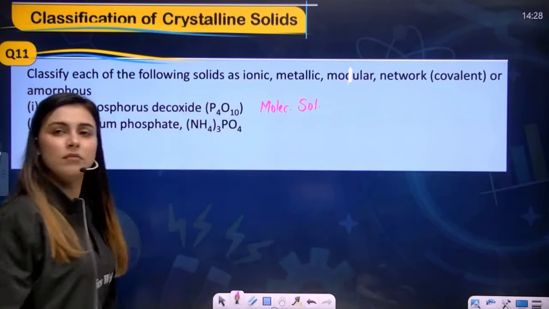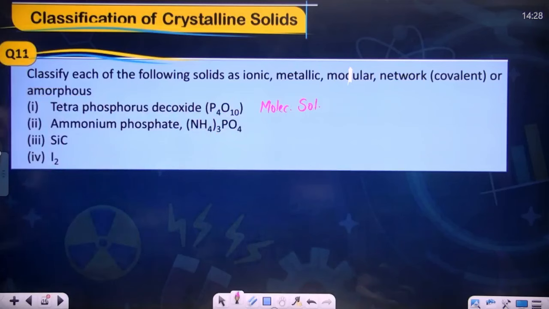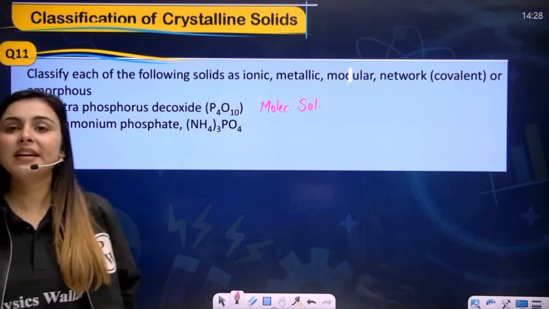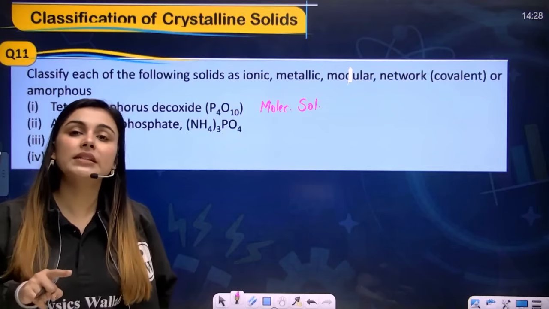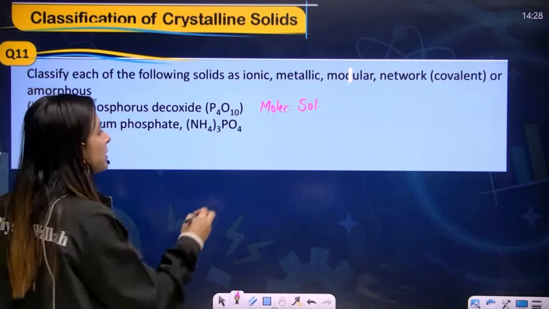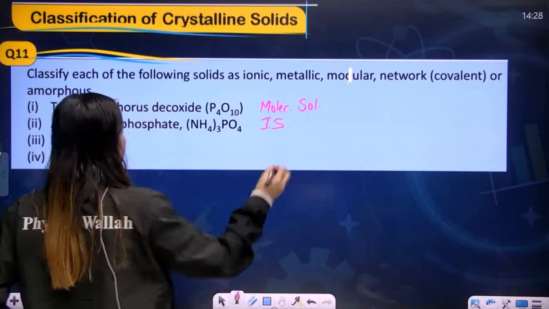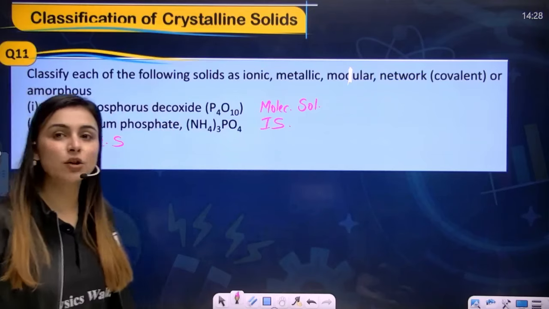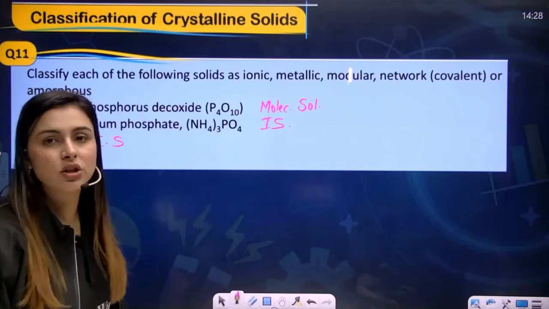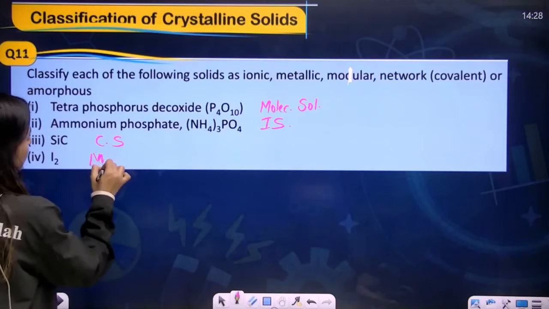Okay. Let's move forward. Next is ammonium phosphate. My dear students, you have ammonium and phosphate, two different ions. So, it is an ionic solid. Silicon carbide, it is a covalent solid. I2, what is I2? Non-polar molecular solid. So, it is a molecular solid.